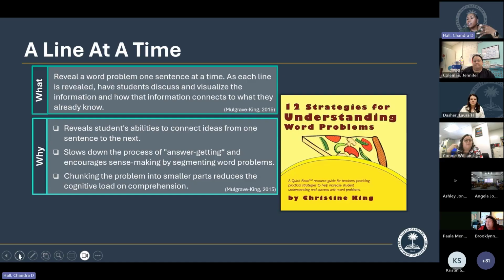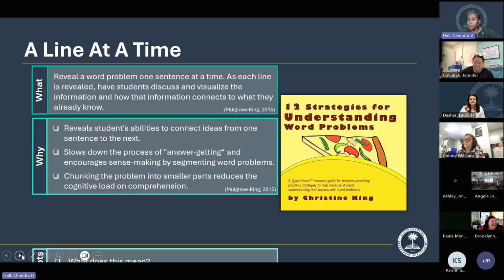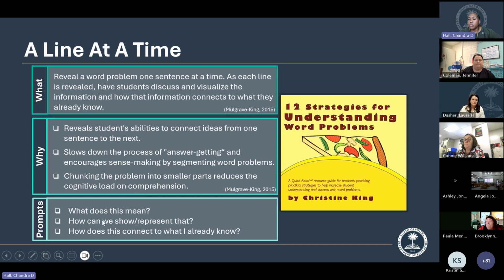Why would we use this? It reveals students' abilities to connect ideas from one sentence to the next. It slows down the process of answer getting, that term that Tammy put in the chat. And it encourages sense making by segmenting word problems. Chunking the problem into smaller parts actually reduces the cognitive load on students. And then here are some prompts we can use for that. What does this mean? How can we show or represent that? And how does this connect to what I already know from the word problem? Okay, so that's a line at a time.